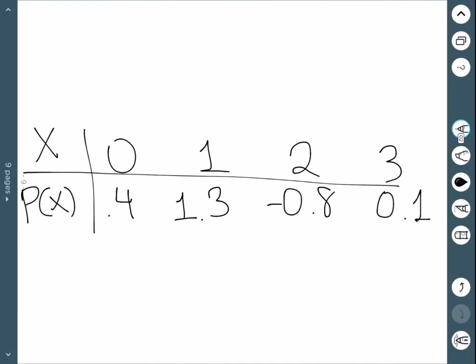For our last example, we'll look at this one, and we can see that we have a number that's bigger than 1 and a negative number, which tells us that no, this is not a probability distribution. If you add these numbers up, you still get 1, but we do need both conditions to be true, and in this case, only one of them is.